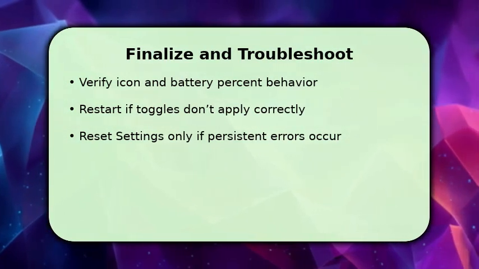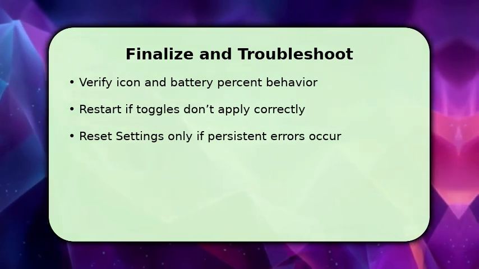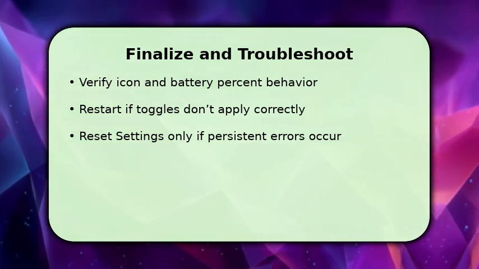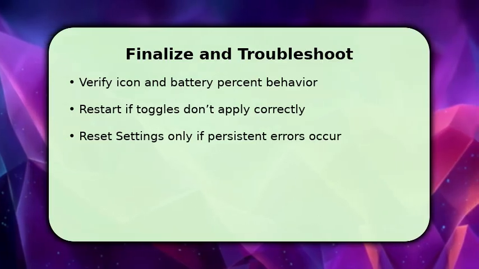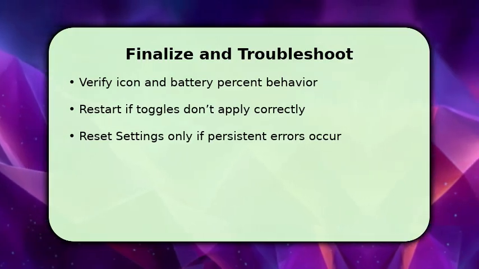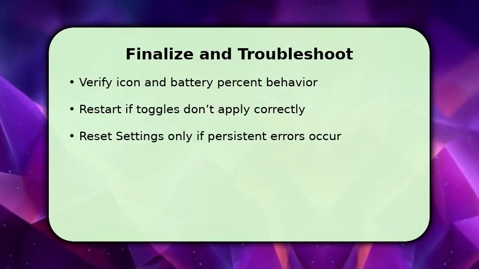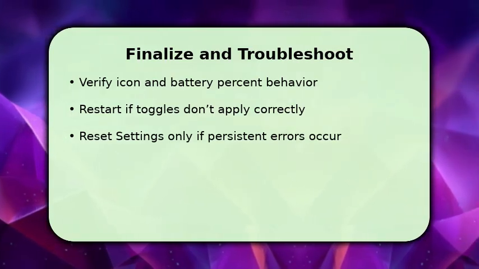You should see a visible indicator. If settings don't apply, restart the phone to force the system to reload battery services. Make sure apps that need background sync are whitelisted if necessary. If problems persist, reset network or system settings rather than a full factory reset. That resolves most toggle issues.